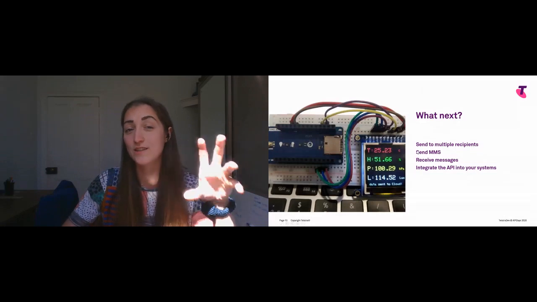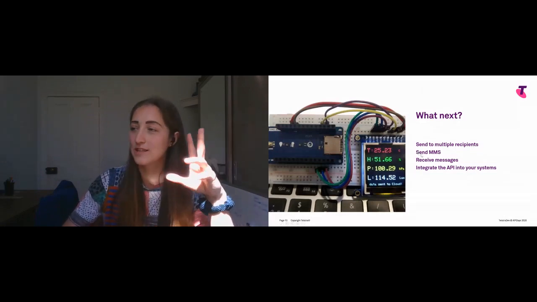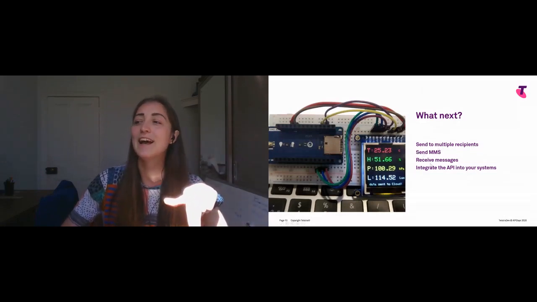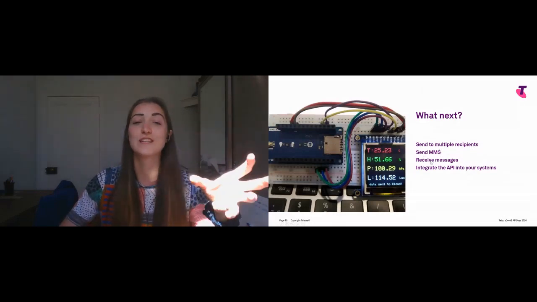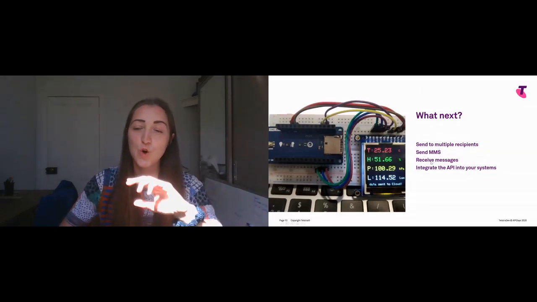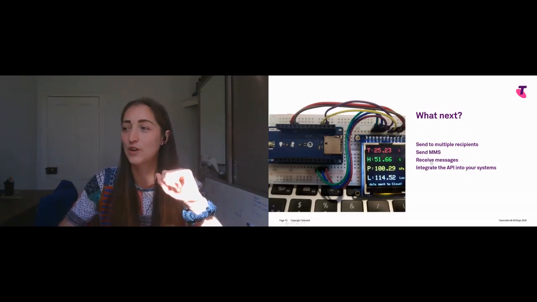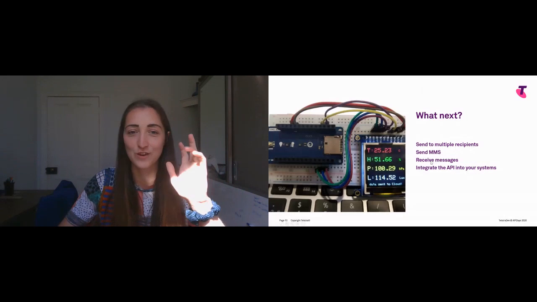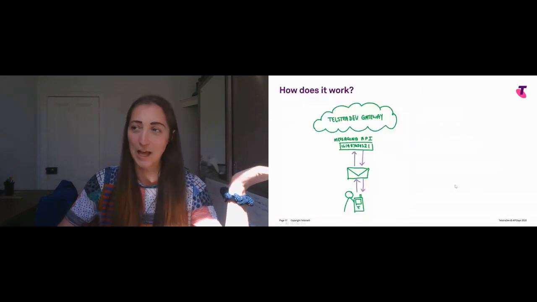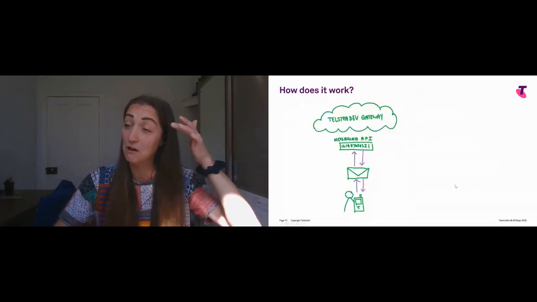So if you've decoded your images or whatever you want to send, you can send those by MMS. And then next, we can actually receive messages and action those, or integrate the API into your systems. So to understand how that works, I'll just give you a very complex structural engineering diagram that I found.